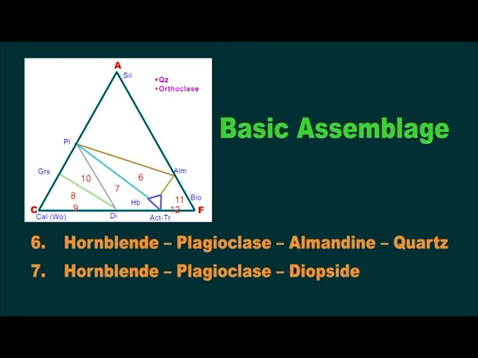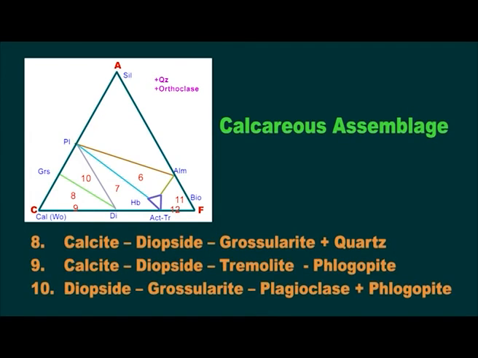Basic assemblages, number 6: hornblende, plagioclase, almandine, plus or minus quartz. Number 7: hornblende, plagioclase, diopside. Calcareous assemblages, number 8: calcite, diopside, grossularite, plus or minus quartz. Number 9: calcite, diopside, tremolite, plus or minus phlogopite. Number 10: diopside, grossularite, plagioclase, plus or minus phlogopite.